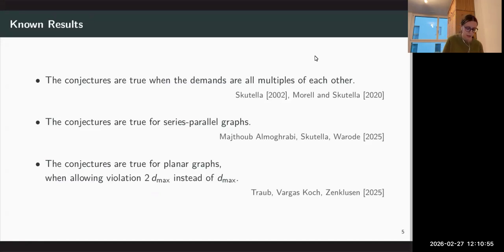But actually, this 2 is not particularly important. So even if I just want to get any constant times z max, all these conjectures are widely open for general graphs. There's not much known about this in general graphs, but we do know that they are true in these special cases.